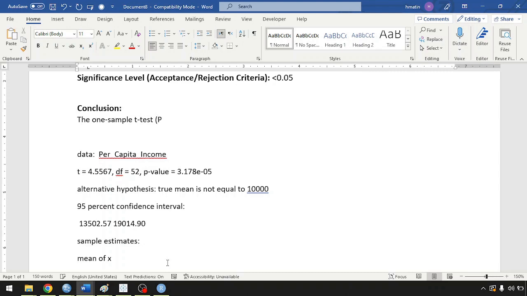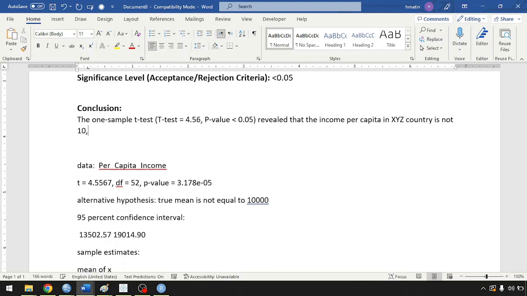We can put the p-value here, p-value below 0.05. Well, first we can put the t-test critical score. T-test equals 4.55. We can round it up to 4.56, and p-value below 0.05 revealed that the income per capita in XYZ country is not 10,000.